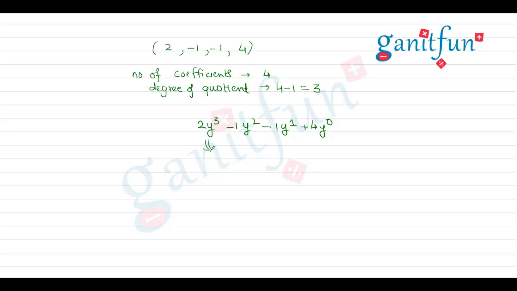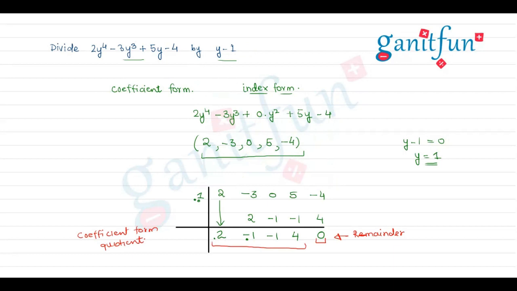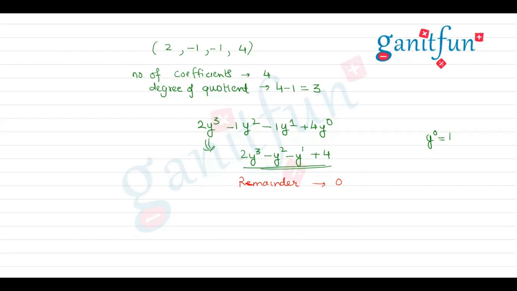Writing it in a simplified form, it is 2y cube minus y square minus y power 1 plus 4, since y power 0 can be written as 1. So this is the quotient which we have, and the remainder, as we have seen earlier, is 0. So when we divide the given polynomial 2y power 4 by y minus 1, we get the quotient as 2y cube minus y square minus y plus 4 and the remainder as 0.